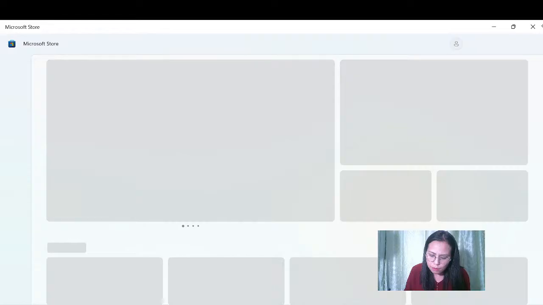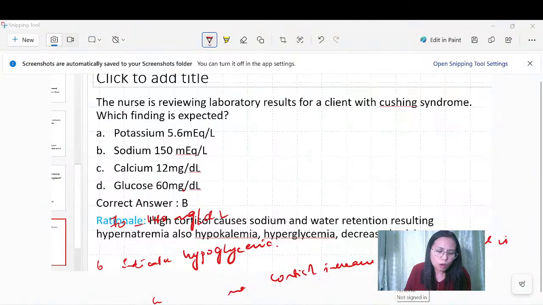So the correct option is sodium 150 milliequivalent per liter, because the excess cortisol causes sodium retention and water retention. So this is an expected finding.